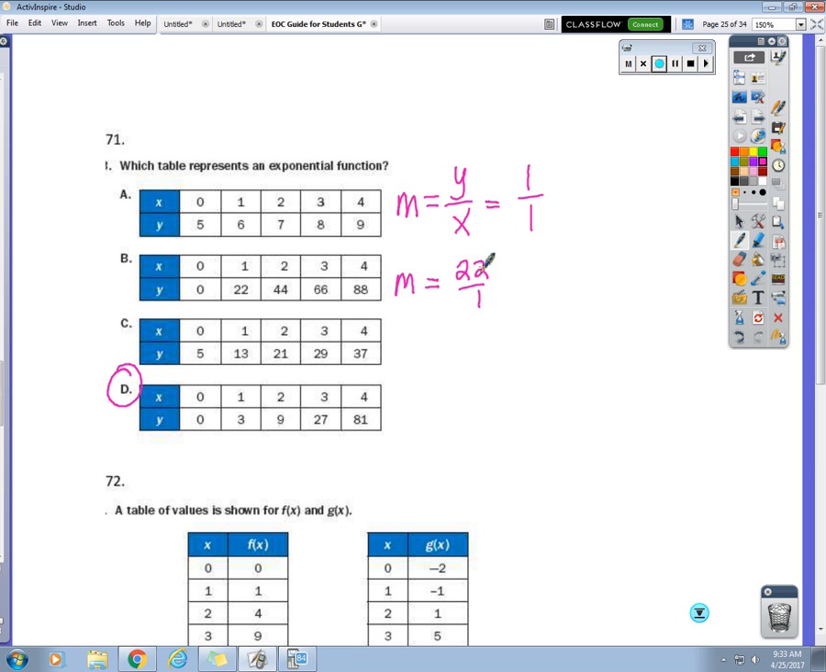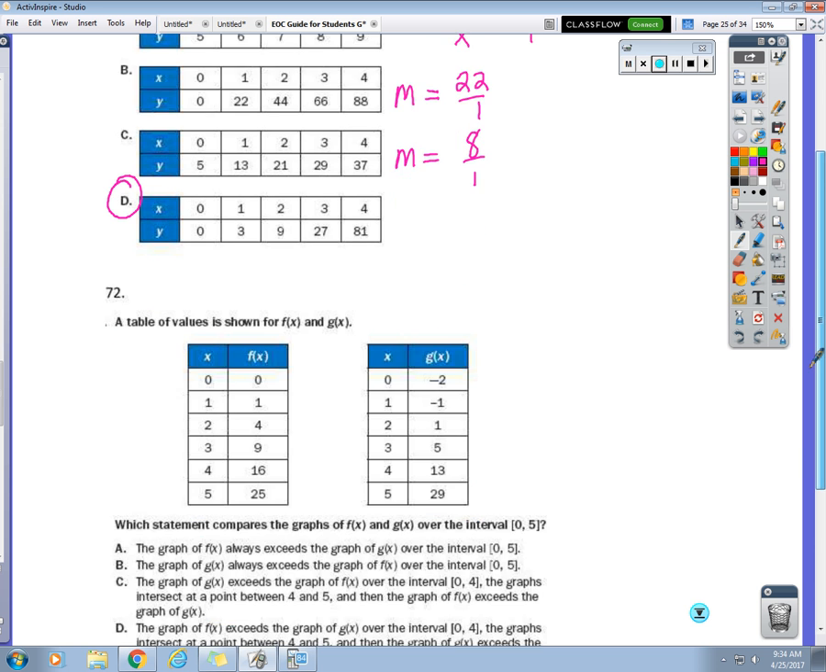Where would your y-intercept be for this one? 0, 0. Where would the y-intercept have been for A? 0, 5. Where's the y-intercept for C? And what is its slope? 8 over 1 or just 8. Because each time the x's go up by 1, the y's are increasing by 8 every time. So that's a slope of 8 over 1 or just 8. The only one that is not linear is this one. It's exponential because it's tripling.